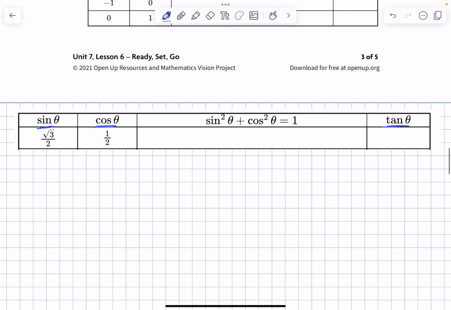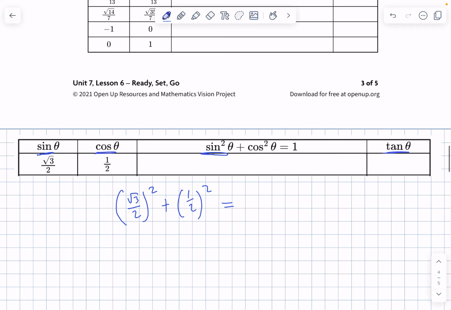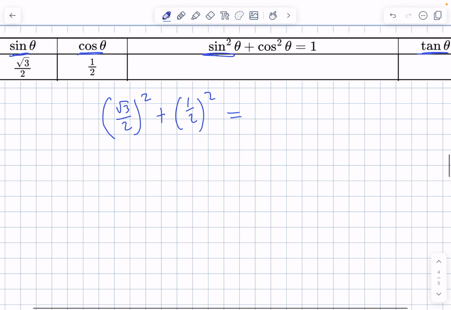So to be good here, I'm going to take sine of theta. What's sine of theta? Square root 3 over 2. I'm going to square this plus 1/2 squared. And this has to be equal to what? We are verifying this identity, this Pythagorean identity. We want to make sure that it is equal to 1. So let's do it.